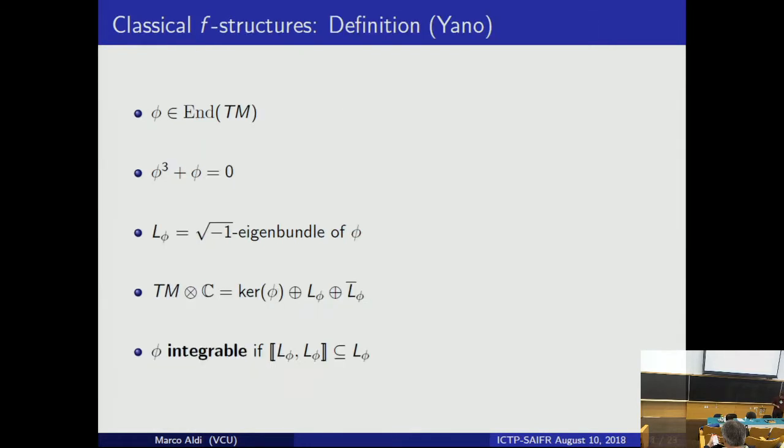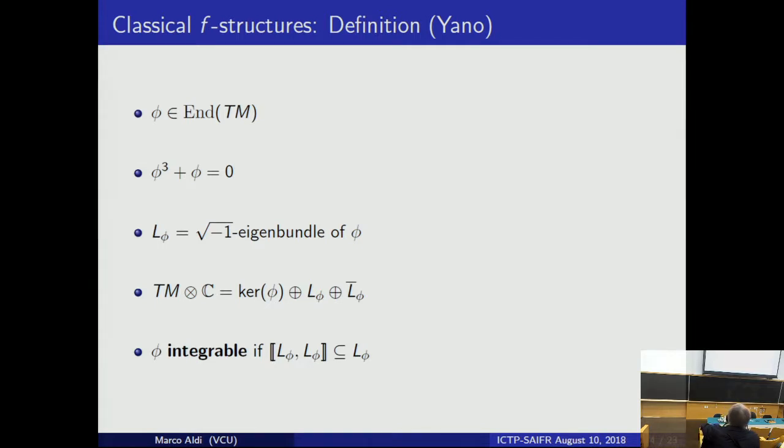Okay. All right. So now, as a warm up, let's look at classical F structures. Those were defined by Yano and collaborators back in the 60s. And these are endomorphisms of the usual tangent bundle. There's nothing generalized here.